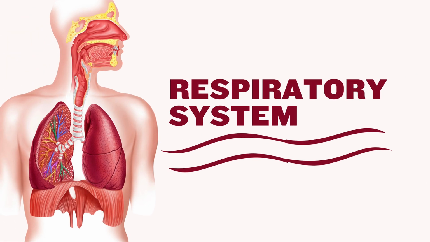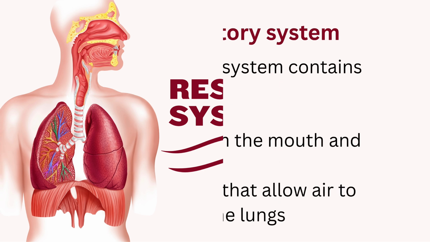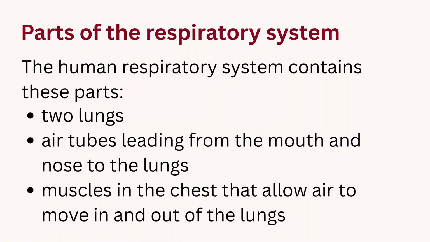Today we are going to learn about the respiratory system from Cambridge Primary Science, Learner's Book 6. Parts of the respiratory system. The human respiratory system contains these parts: 2 lungs, air tubes leading from the mouth and nose to the lungs, muscles in the chest that allow air to move in and out of the lungs.